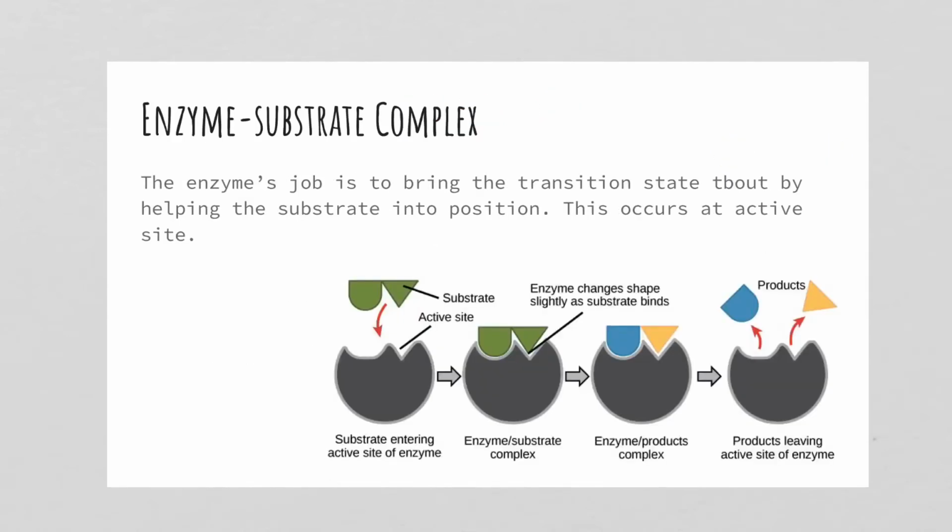Now, enzymes' jobs are going to help to bring this transition state about, and I notice that I have a small little typo, by helping the substrate into position. So again, kind of looking at what I talked about before, here's your substrate. It puts it into position in the active site. And basically, this enzyme now can change shape in such a way that maybe it puts a little tension, so it breaks these bonds. And by breaking these bonds, it ends up making two new products or something to the effect. And that's all going to occur at that very important part, which is called the active site, right over there.